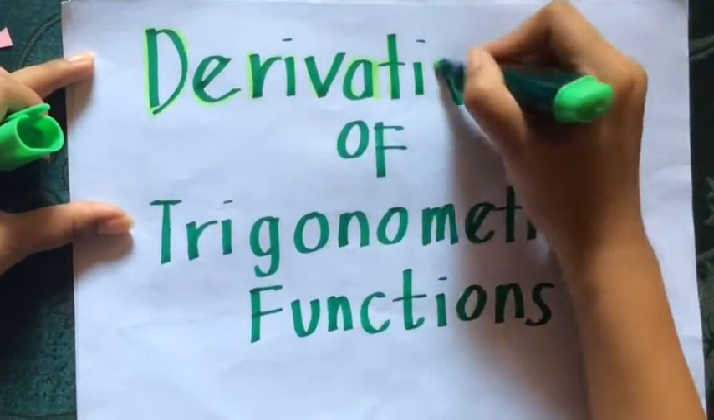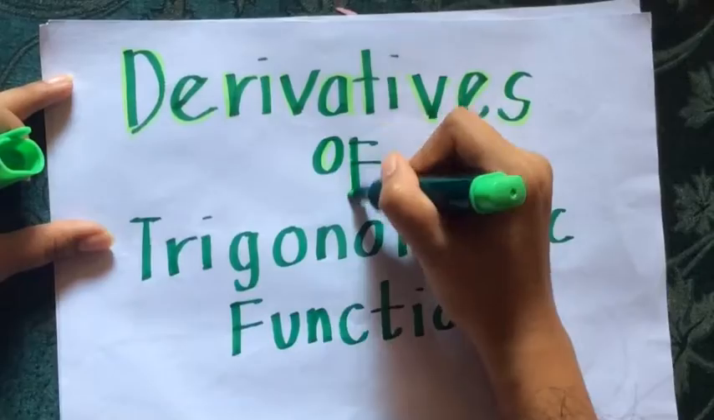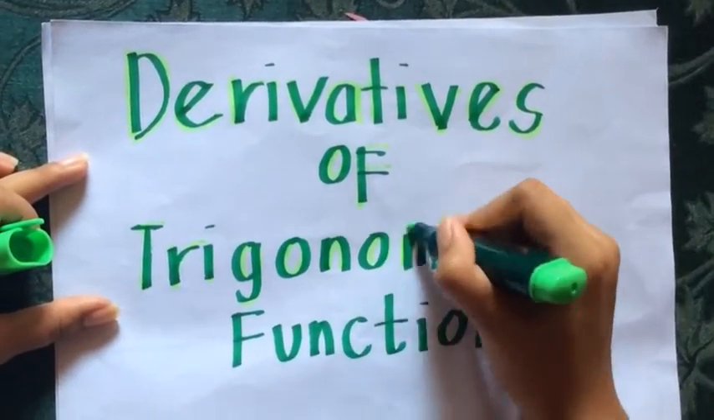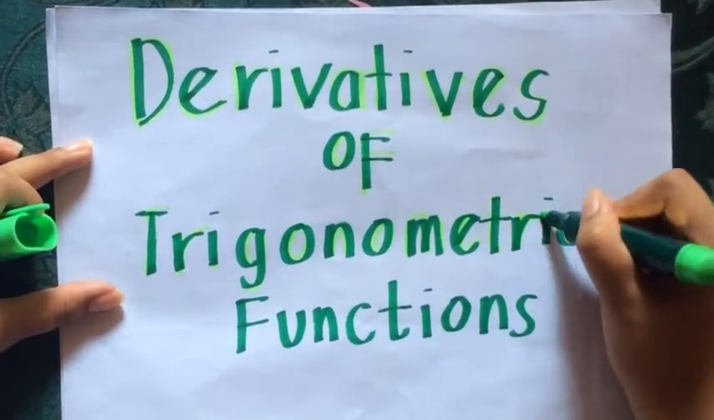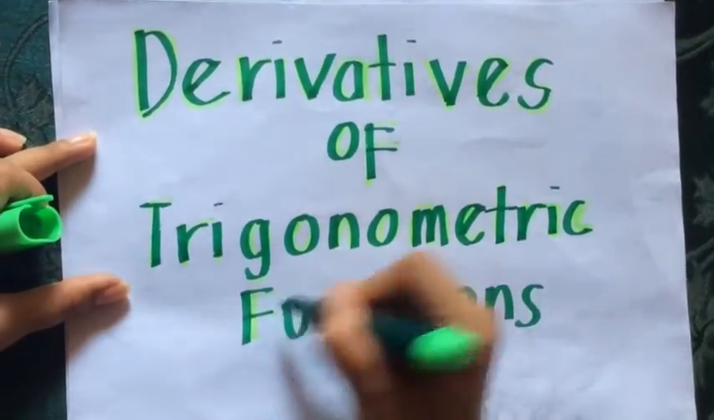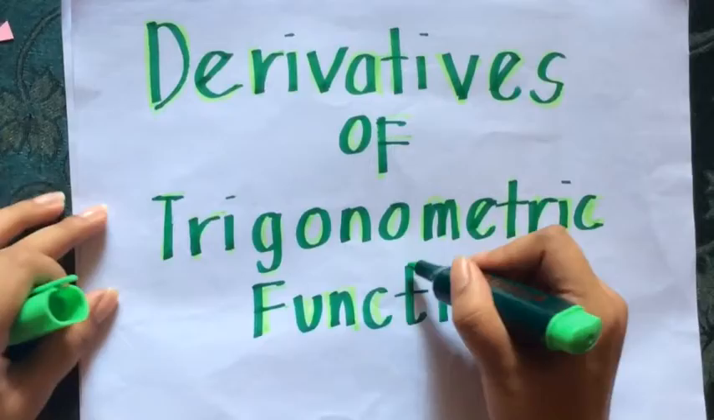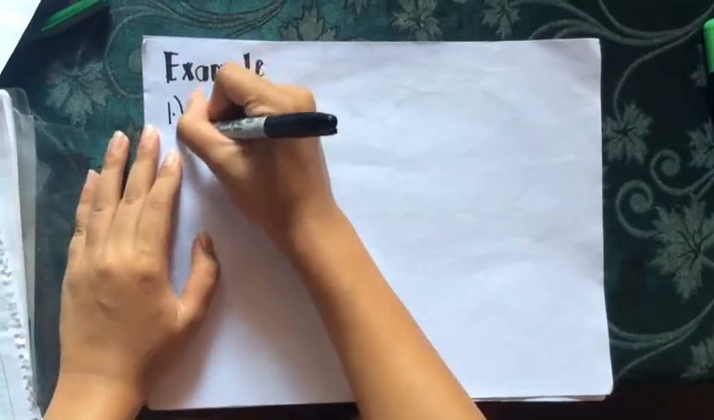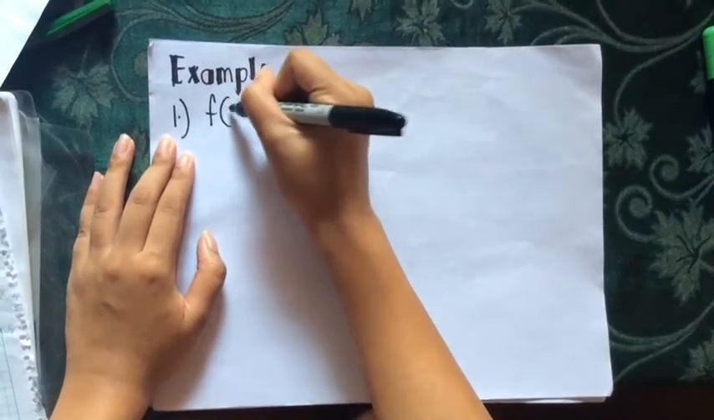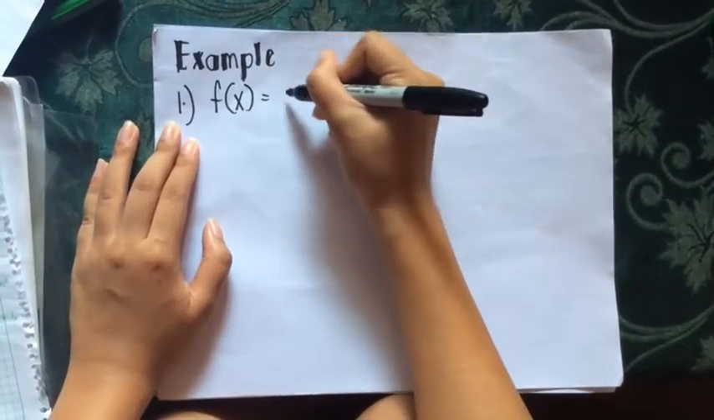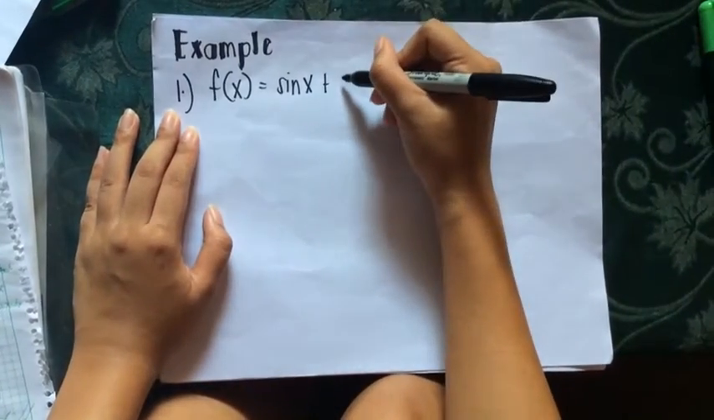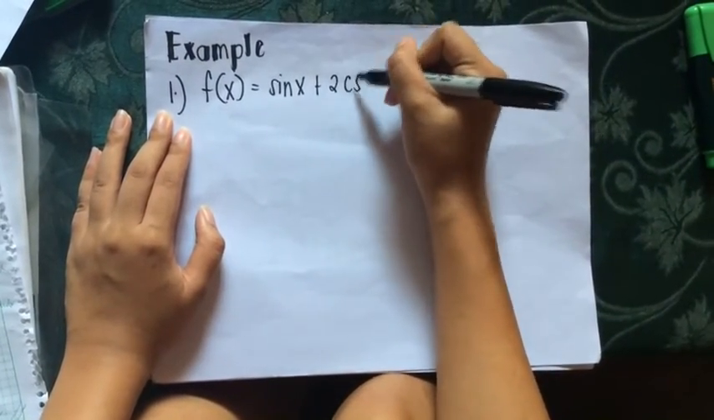For the derivatives of trigonometric functions, now let's take a look at an example. Our example will be sin x plus 2 cosecant x.